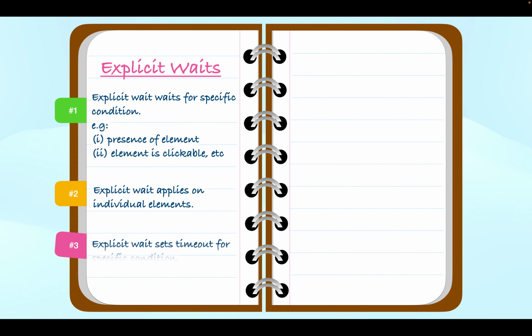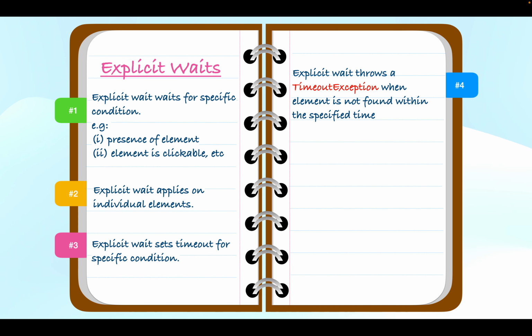And when we are instantiating our explicit wait, we need to set some threshold value or a maximum timeout. And in case Selenium is not able to find the element and it reaches the maximum threshold timeout, then the explicit wait throws a timeout exception. So let's see the syntax.